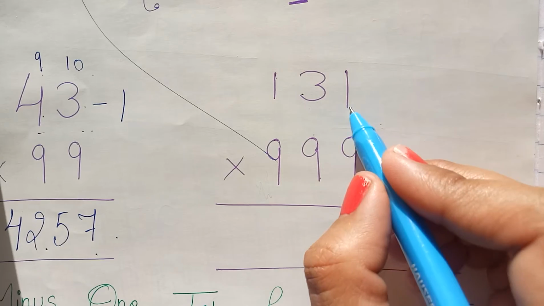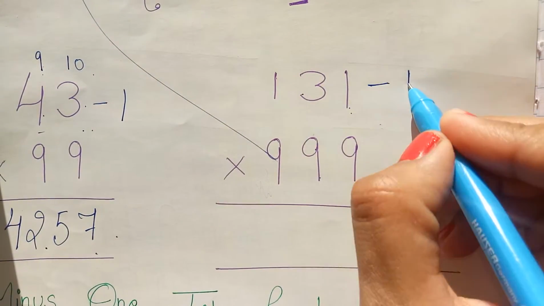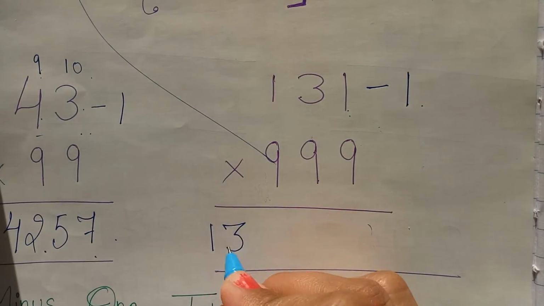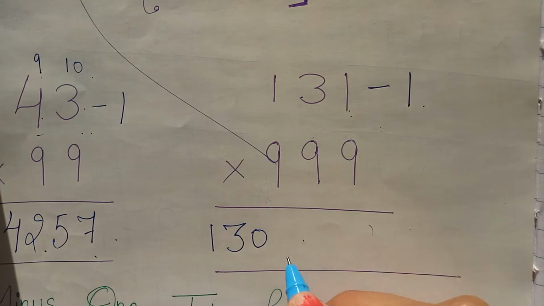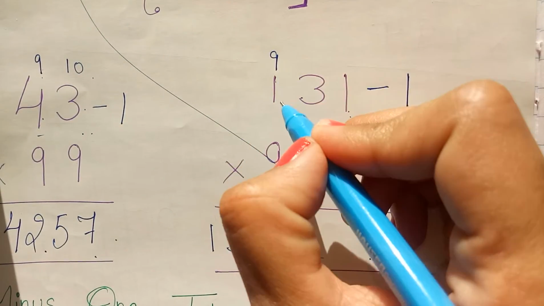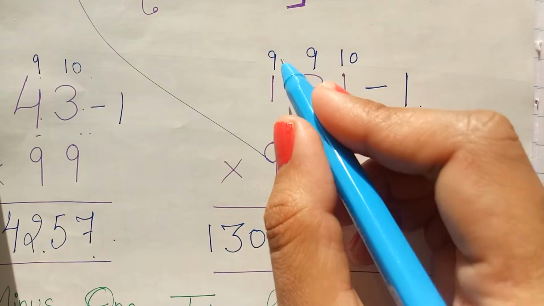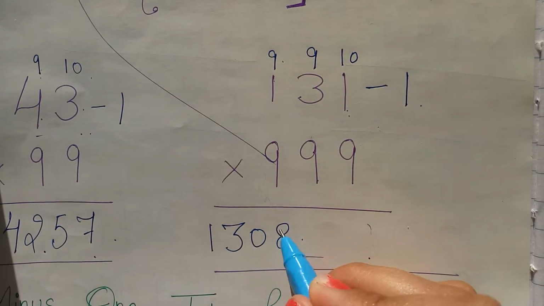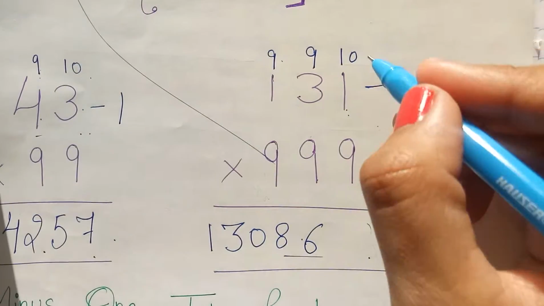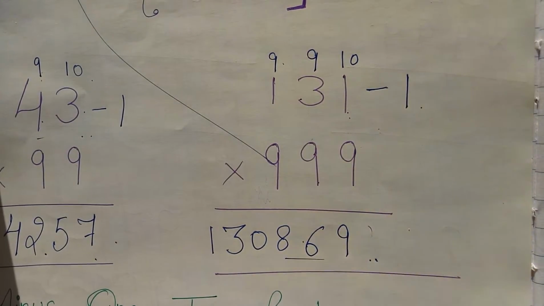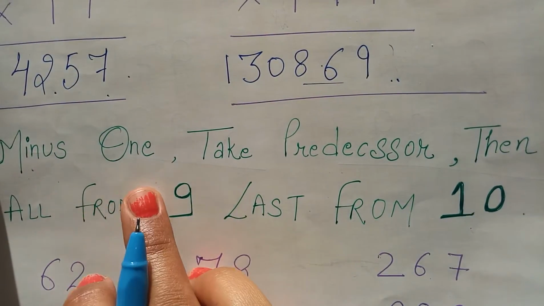Here also 131. We will write the predecessor of it, that means minus 1. 130 first, and then next is subtract from 9 and the last from 10. 9 minus 1 is 8. 9 minus 3 is 6. 10 minus 1 is 9. This is the logic.